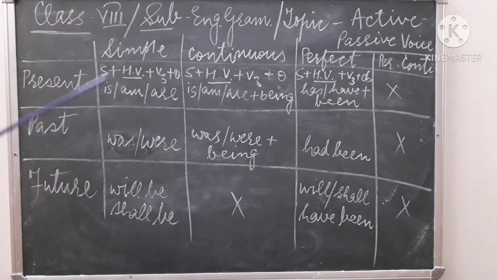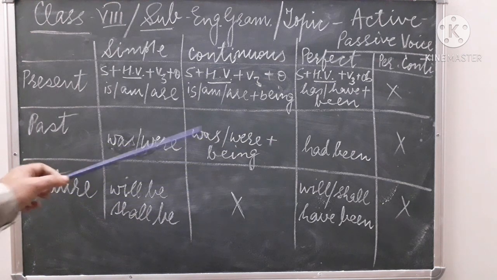Next, when the sentence is given in simple past active voice, how do we convert it into passive? You remember that here the past form of the verb was used. Let us see one sentence. He wrote a story. A story was written by him. A story was, we always use the past participle. So a story was written by him.